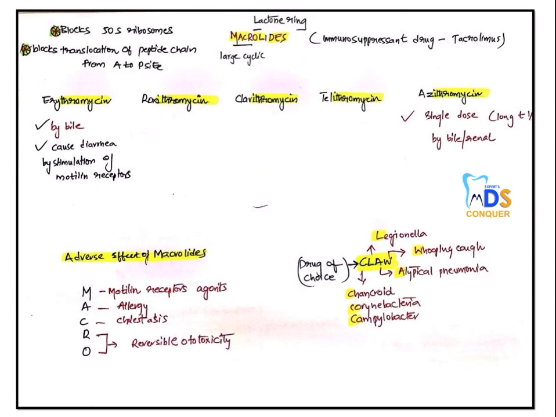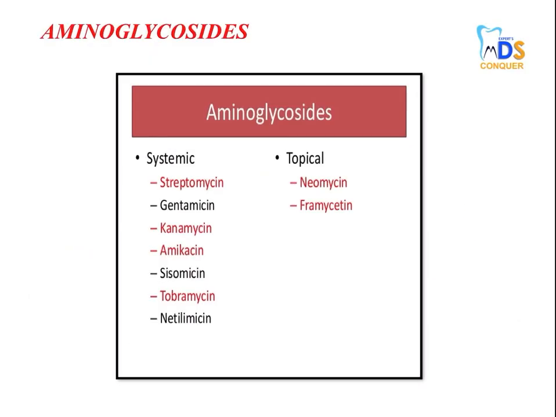So many times they have asked about whooping cough, or pertussis, what is the drug of choice, and you have to go for a macrolide. And other uses are atypical pneumonia and chancroid, Corynebacterium or Campylobacter. So just have a look at the mnemonics.